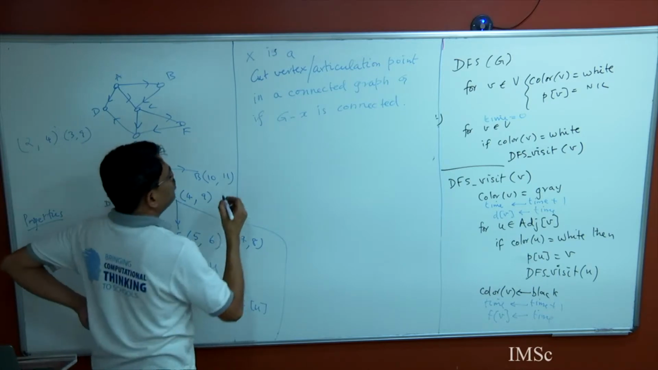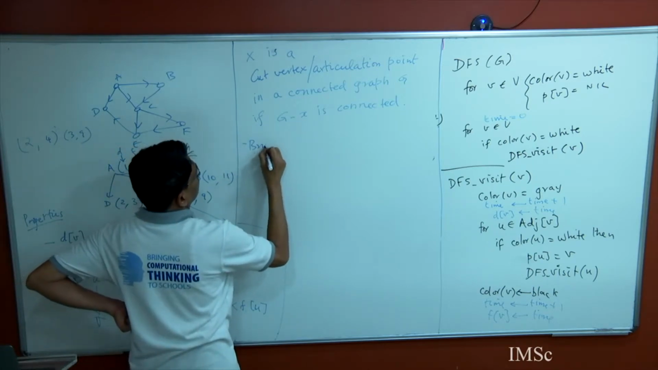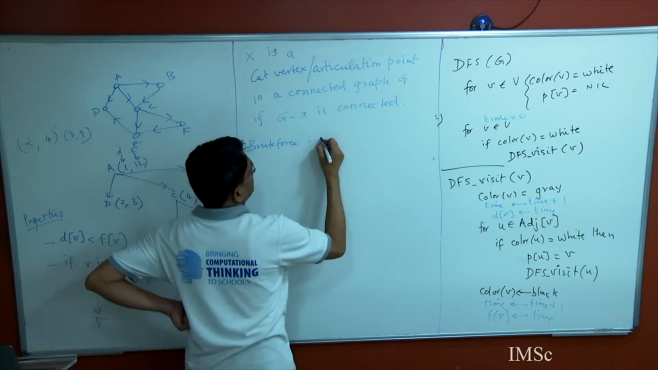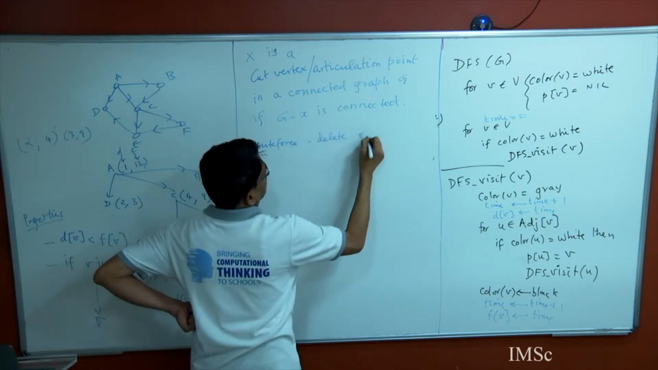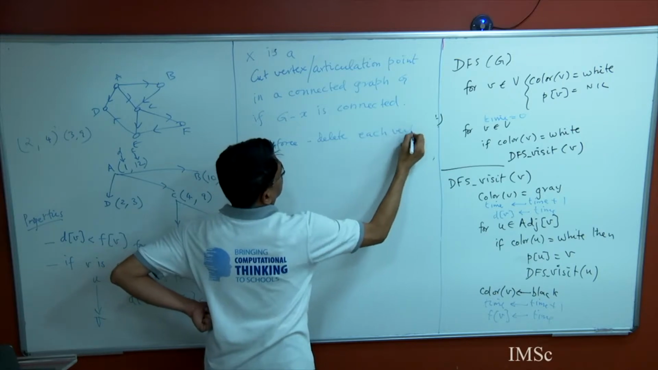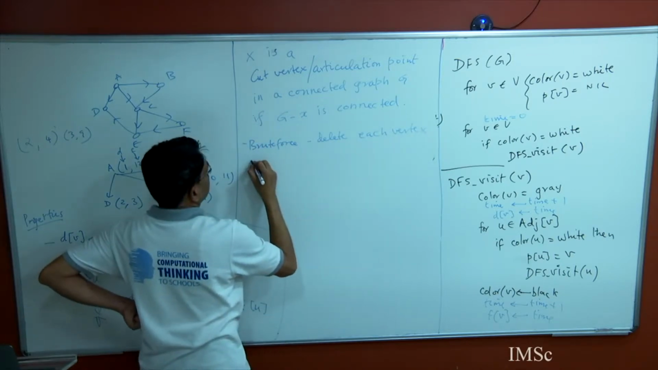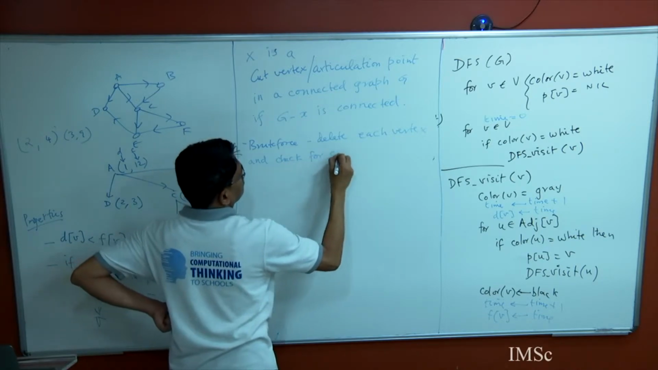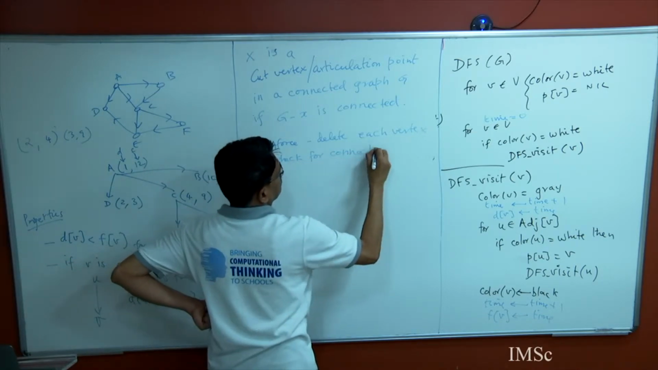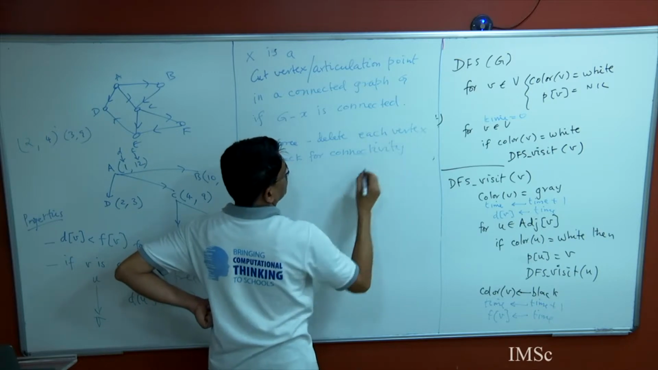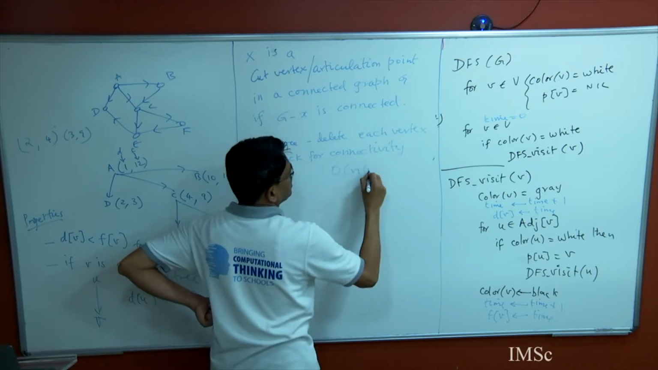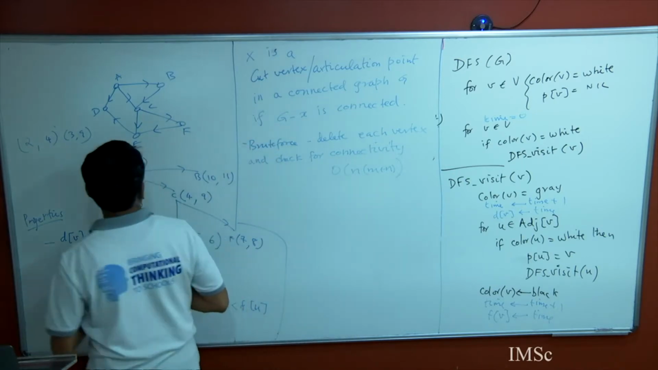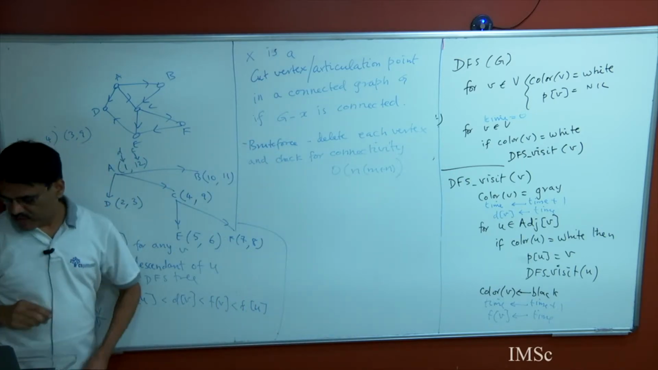Okay, a brute force would be to delete each vertex and check for connectivity. So that's like order n times (m plus n). And we want to see, can we say something using DFS?